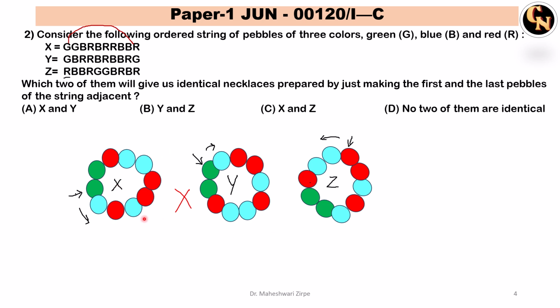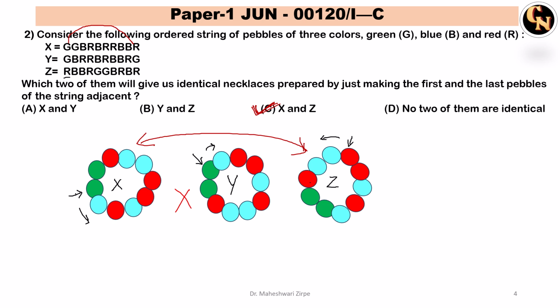So here it is easily identified that X and Z are the same necklace. X and Z are identical. So what is your answer? Answer is C. C indicates that these two necklaces are identical.